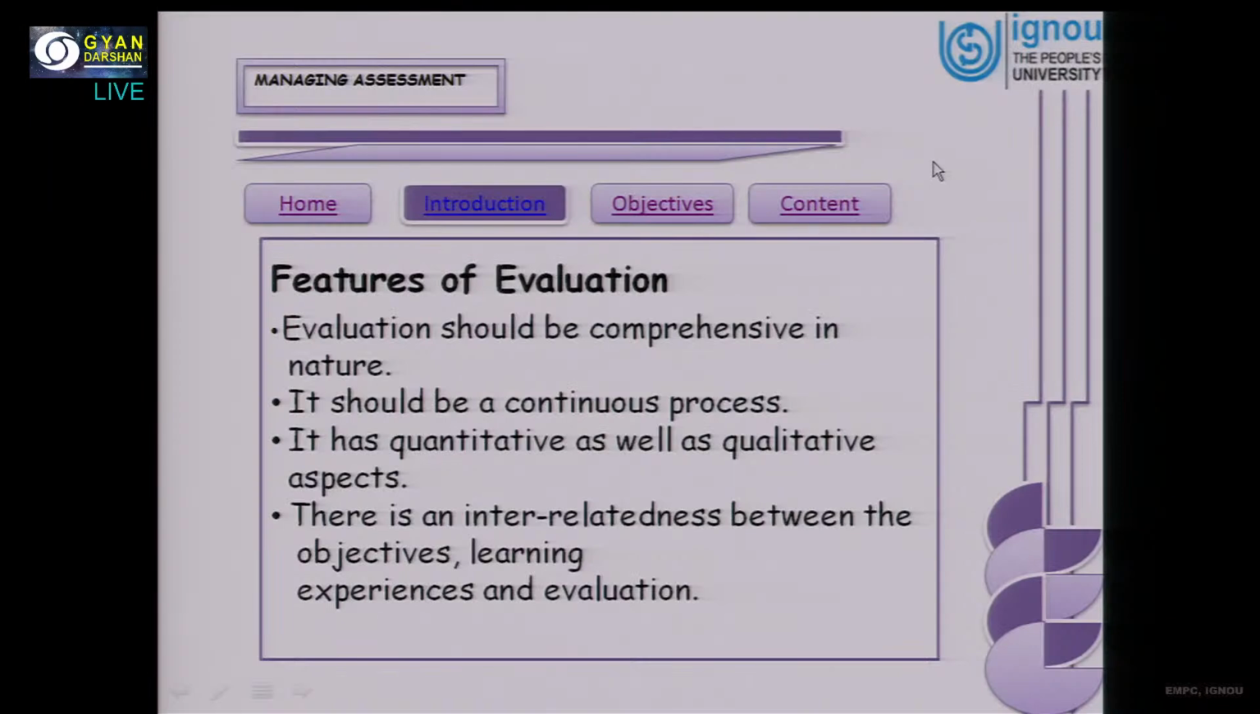So let us see the features of evaluation. What are the features of evaluation? The first feature we can see is that evaluation should be comprehensive in nature. What does this comprehensiveness denote? We are going to assess the progress and the achievement of the learner in a holistic manner. When we are trying to assess the learner in a holistic manner, we need a holistic approach, and both the scholastic as well as the co-scholastic aspects will come into consideration.